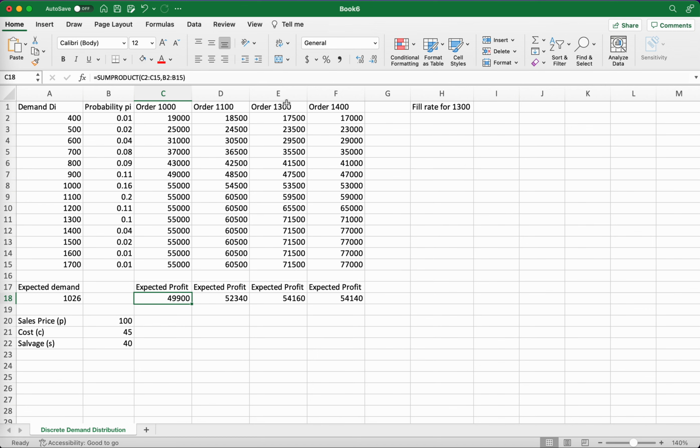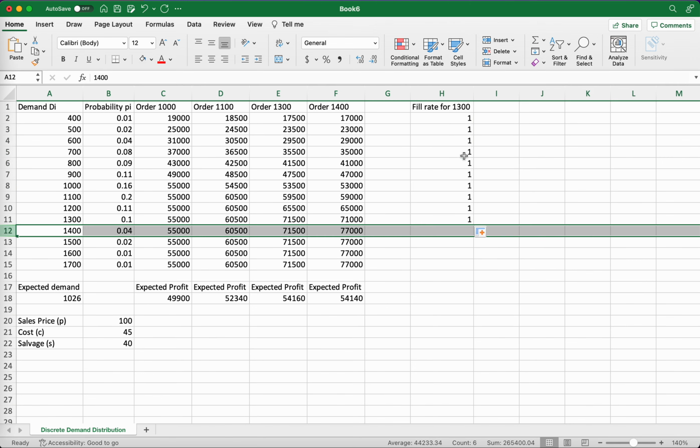If I order 1300 items, then as long as demand is less than or equal to 1300 items in all of these scenarios, we will be able to fill 100% of customer orders. But if demand is more than 1300, we can only fill a certain percentage of customer orders, and that's what we have to figure out. So for all of these scenarios, the fill rate will be 100%, all the way till the case when demand is 1300. Starting when demand is 1400, you won't be able to fill all your orders.